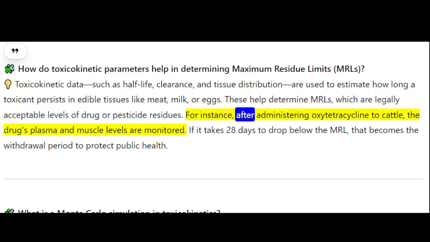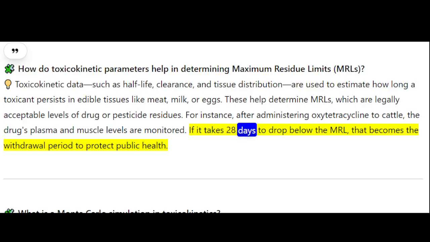For instance, after administering oxytetracycline to cattle, the drug's plasma and muscle levels are monitored. If it takes 28 days to drop below the MRL, that becomes the withdrawal period to protect public health.